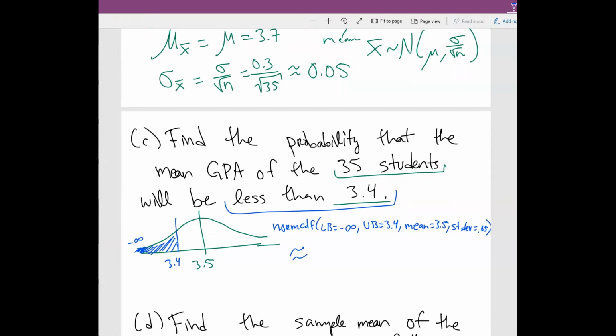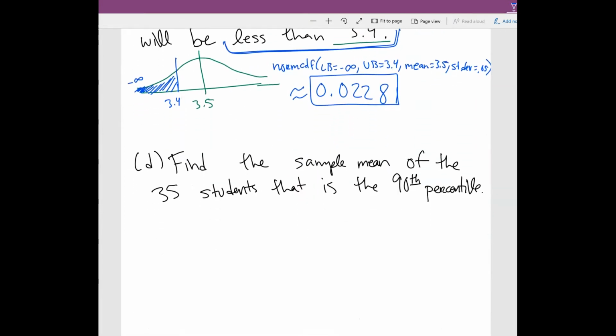Okay, so I'm going to put this in my calculator. Second, data, distributions, normal CDF. The mean is going to be 3.5. My sigma is going to be 0.05. My lower bound is negative infinity. My upper bound is going to be 3.4. So when I calculate that, I'm going to get 0.0228 around there. So that's the probability that the mean GPA of these 35 students that I captured will be less than 3.4.